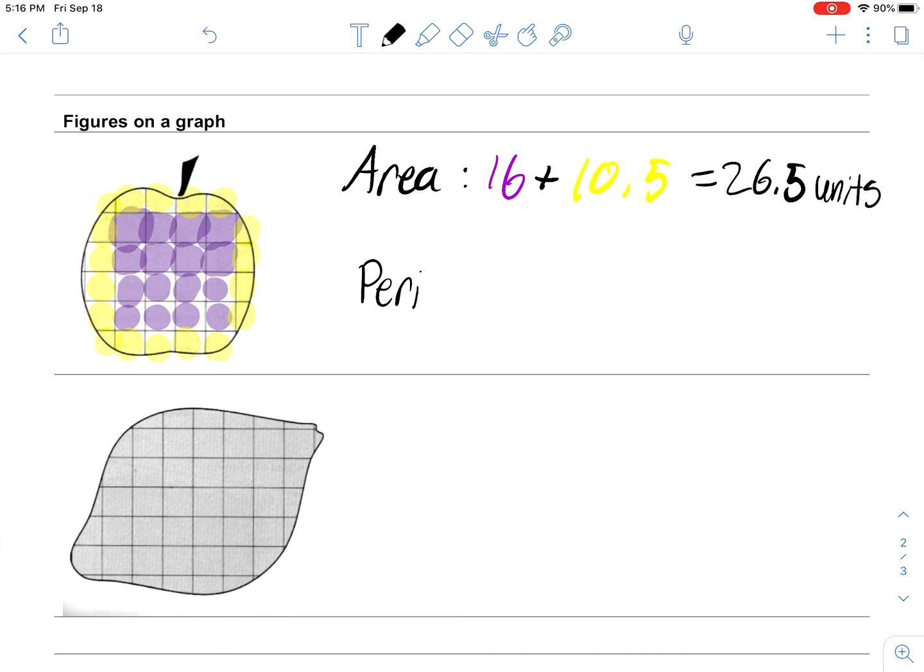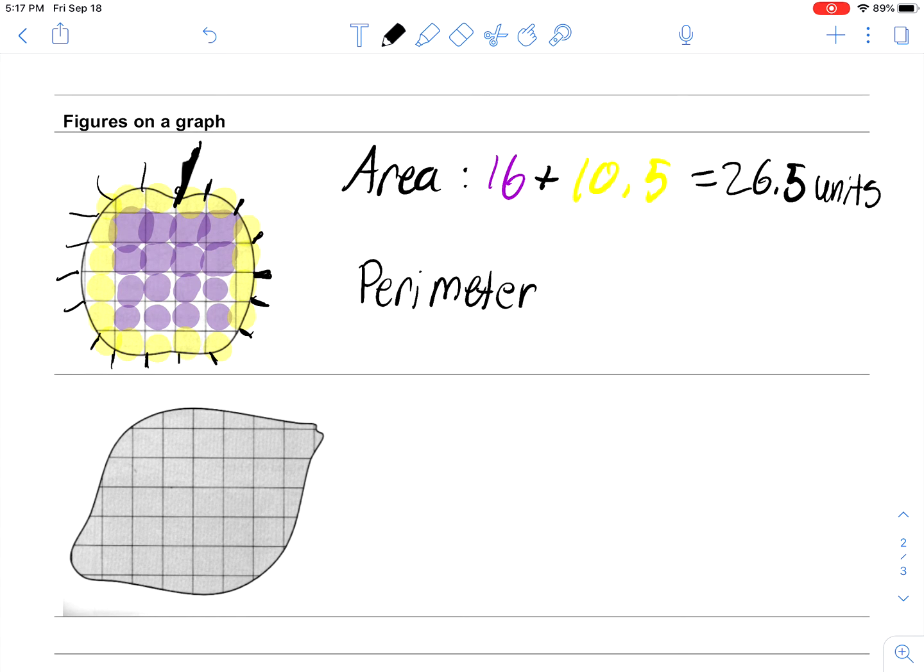To find the perimeter of this shape, all I'm going to do is pick a place to start, and I'm going to start right here where this sort of stem is for this apple. And I'm just going to go around the edge, and I'm going to count everywhere I see a line touching, and I'm going to call that approximately 1. So I'm going to say that's 1 space, 2, 3, 4, 5, 6, 7, 8, 9, 10, 11, 12, 13, 14, 15, 16, 17, and then to get back to here, 18.